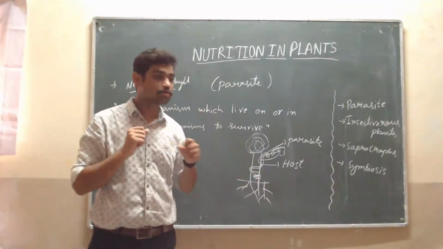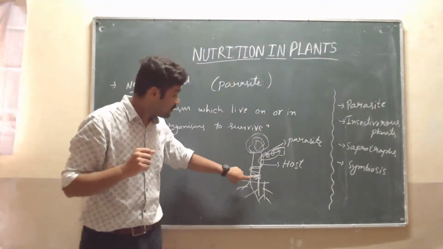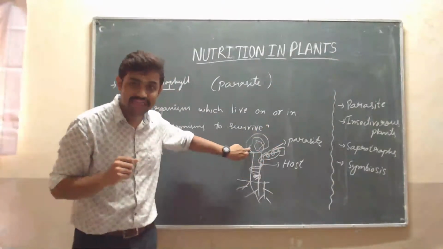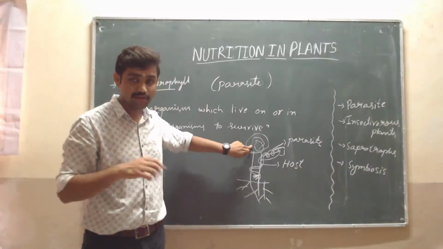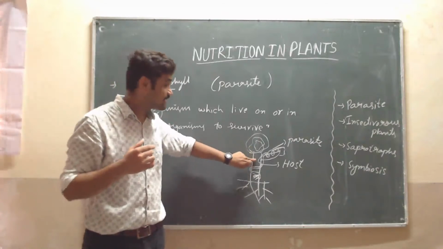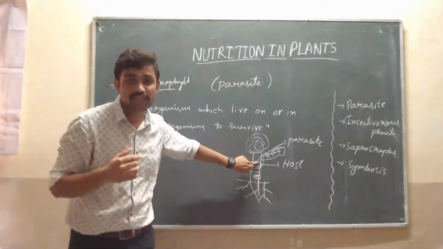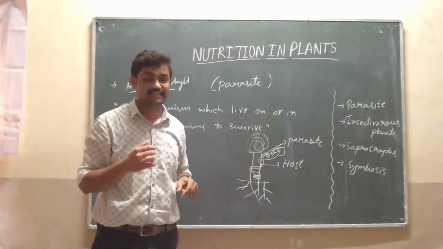Through that it grows. Which plant? That is the parasitic plant. It needs energy. It wants more food because it is elder in age. That's why it may harm this host plant. Okay, this is about parasites.